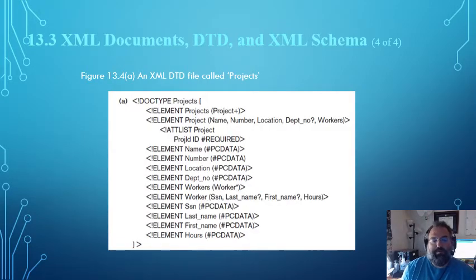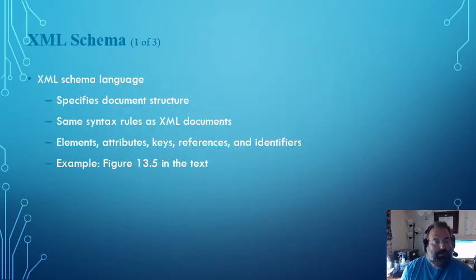This is an example of a DTD, a document type definition, that tells you what the schema is, or the expectation of a document to be considered valid, that deals with projects and it looks like locations perhaps.